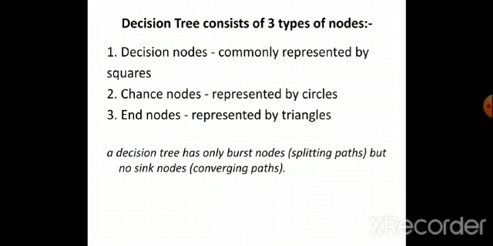A decision tree consists of three types of nodes. Decision nodes, these are commonly represented by squares. Chance nodes, represented by circles. Chance nodes mean the various alternatives. The end nodes, represented by triangles. It's important to note that a decision tree has only burst nodes, that is the splitting paths, but no sink nodes, that is converging paths.